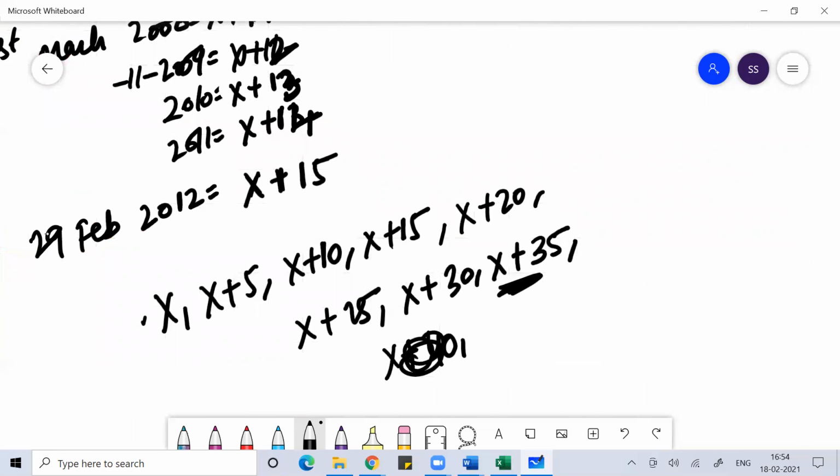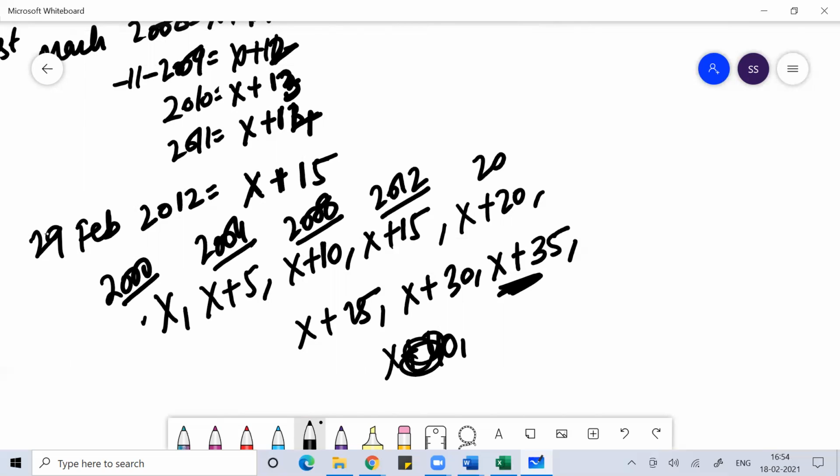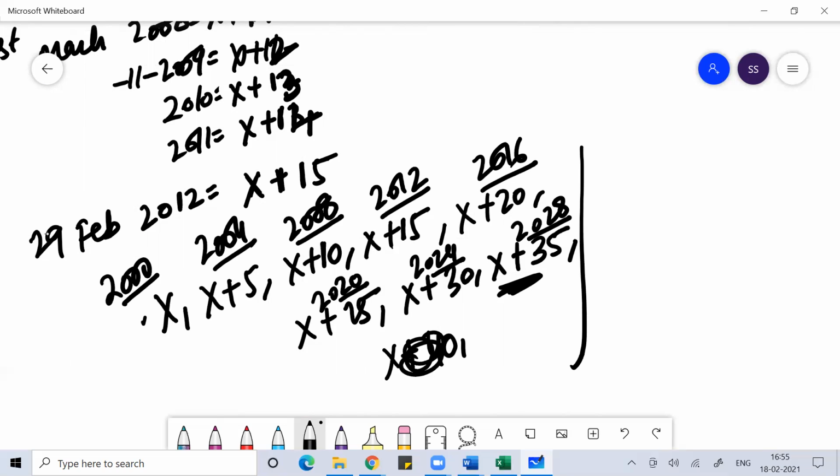You can check this. This is 2000, this is 2004, this is 2008, this is 2012, this is 2016, this is 2020, this is 2024, this is 2028. So 29 February 2028 will be Tuesday. Please understand.